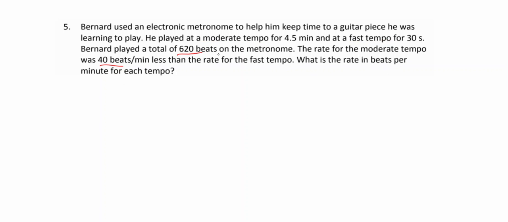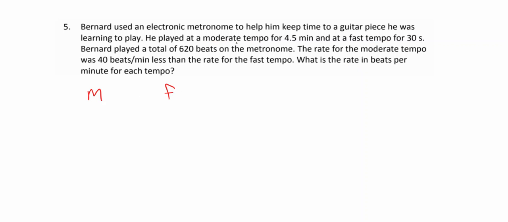All right, so this one is very wordy. We've got lots going on here. First off, it's a little bit tough figuring out what we're actually looking for. We want the rate in beats per minute. So we want the moderate tempo. Let's call that moderate tempo M. That's going to be our first variable, in beats per minute, how fast it's beating. And the other one, the fast tempo, we'll call that F.